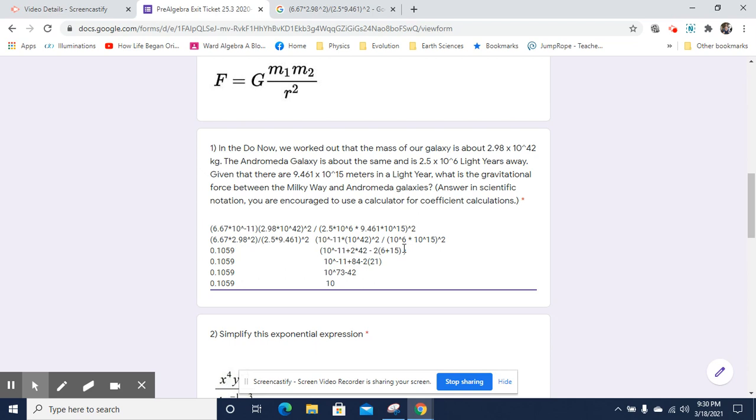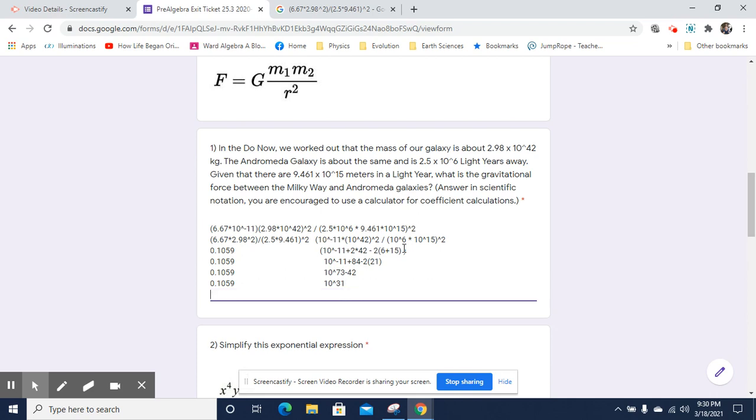Okay, now we've got to do 10 to the 73 minus 42, and we end up with 31. A pretty big number. So we've got to adjust. We've got to make that 1.059. And then the 10 to the 31st has to become 10 times smaller, because 0.1059 became 10 times bigger. So that's 10 to the 30th newtons. That is a lot of newtons.